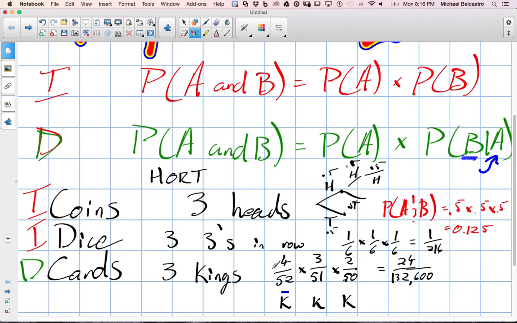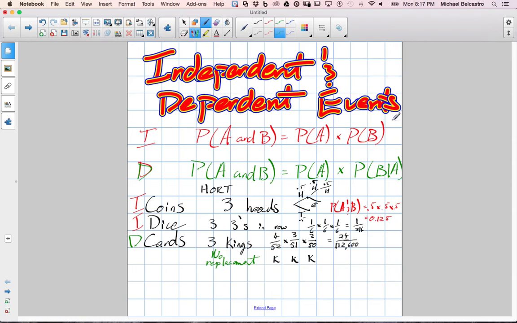Now, I could make cards independent. Imagine we have our deck of cards and we pull out our king. If I take that king and put it back into the deck, then the probability is again the same. It would be a 4 in 52 chance. But let's assume I'm drawing with no replacement, which they usually say. I probably should have written that. Because there's no replacement, the probability changes every time.